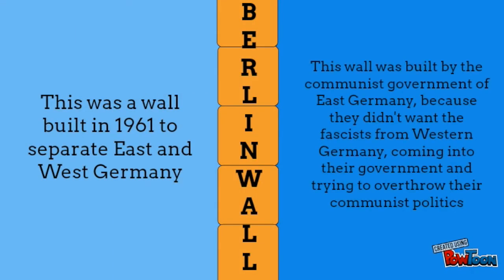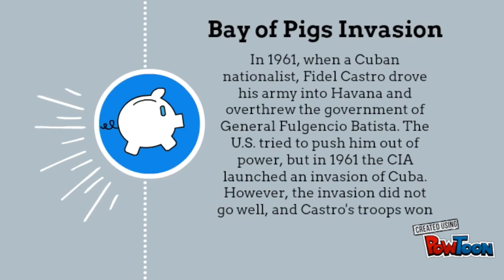Another important event was the creation of the Berlin Wall. This is a wall built in 1961 to separate East and West Germany. This wall was built by the communist government of East Germany because they didn't want the Western fascists from Germany coming into their government and trying to overthrow their communist politics. Next was the Bay of Pigs invasion.